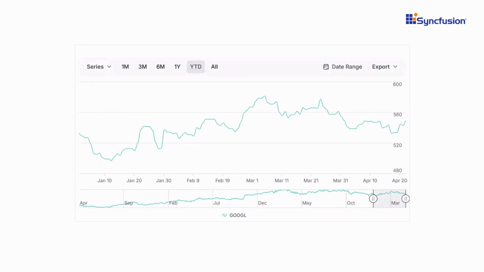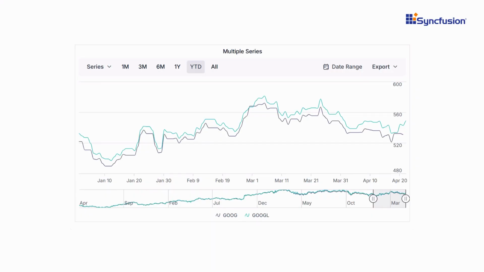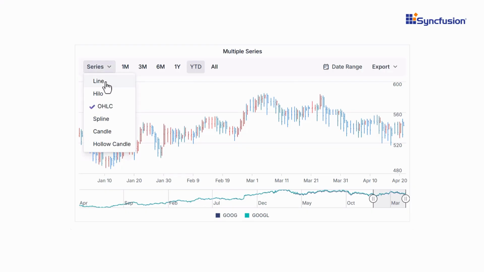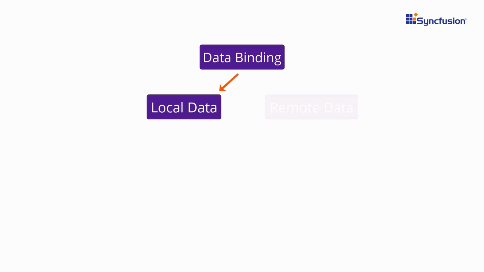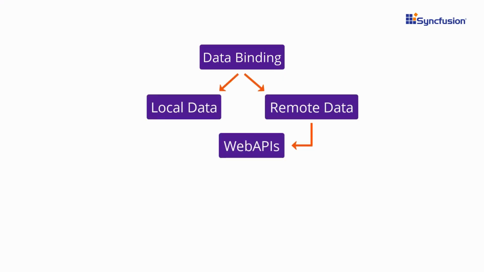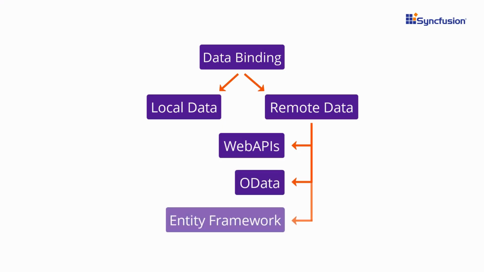Want to track multiple stocks together? You can easily plot multiple series in one chart for quick comparison, and switch series types with a simple period selector. Connecting your data is a breeze, whether it's local data or remote data like web APIs, OData, Entity Framework. The chart integrates seamlessly to keep things simple.